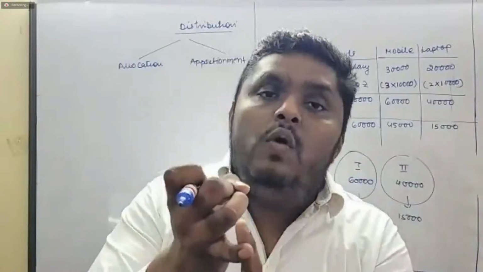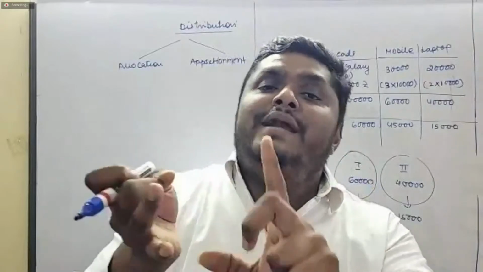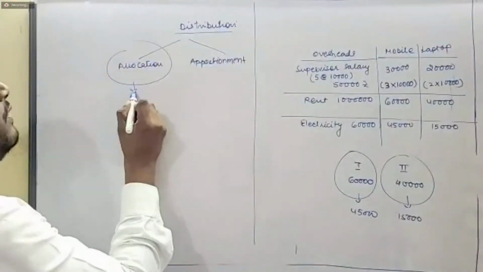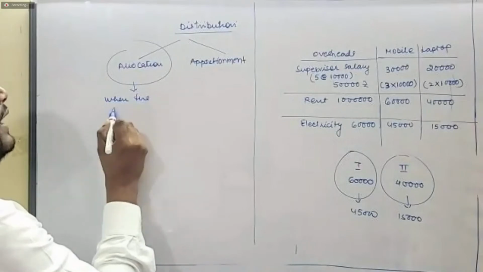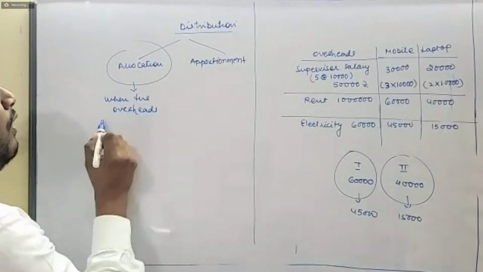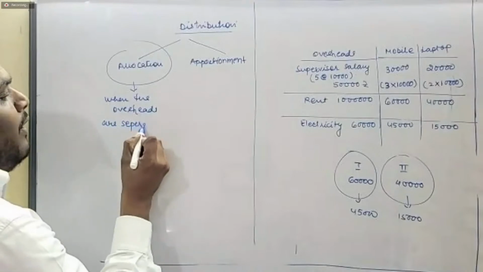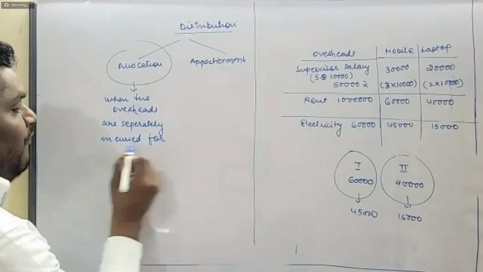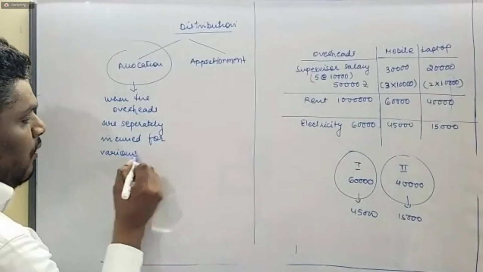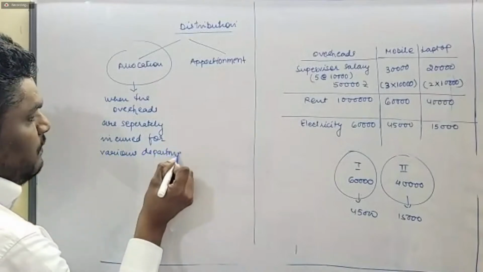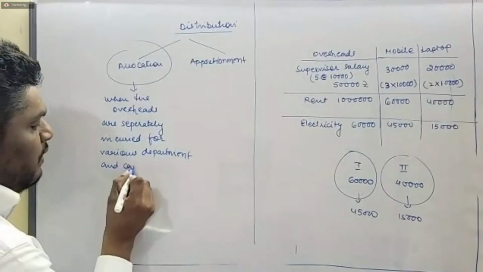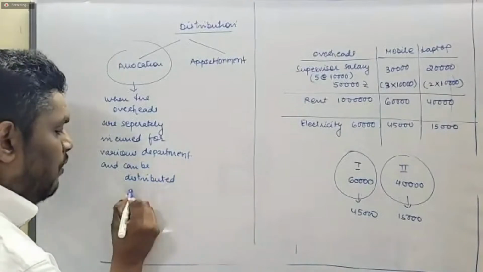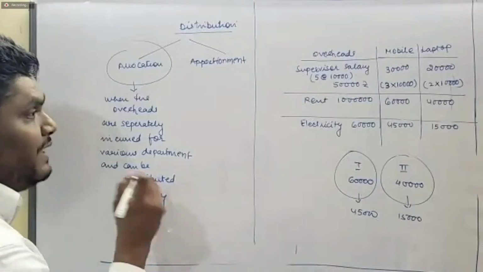So if the overheads are separately incurred for each department and can be distributed directly, it is called allocation of overhead. So what is allocation, guys? When the overheads are separately incurred for various departments and can be distributed directly, this is called allocation.